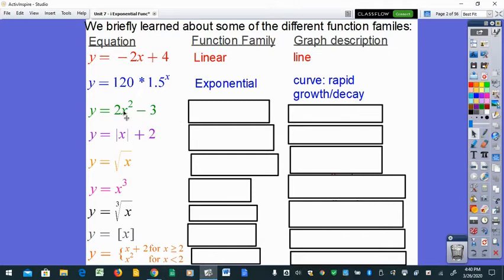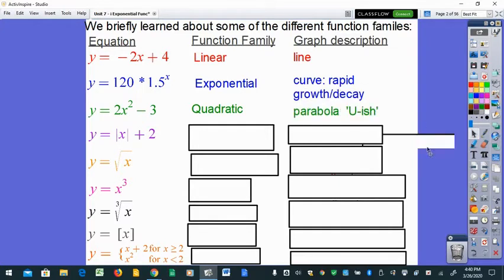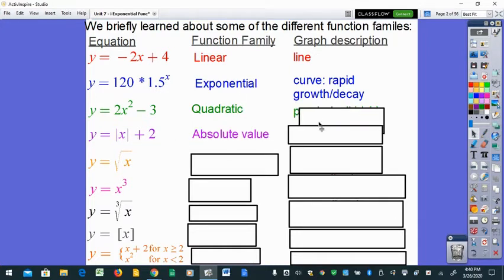The next one, notice the input variable is being squared. That is going to be our quadratic. And we are expecting to see the U, which we call a parabola. It's kind of U-ish. The next one has the absolute value. And whenever we see absolute value, we are expecting the V.